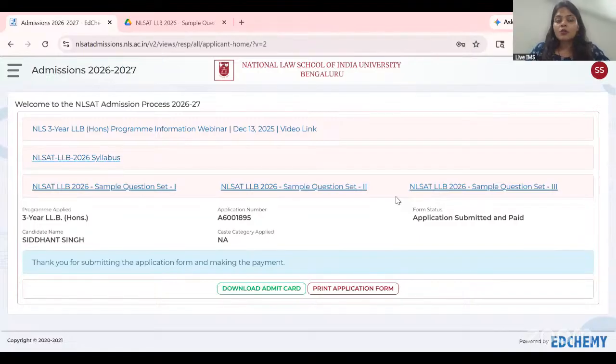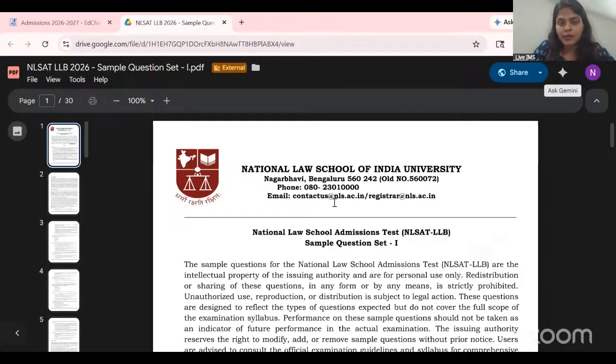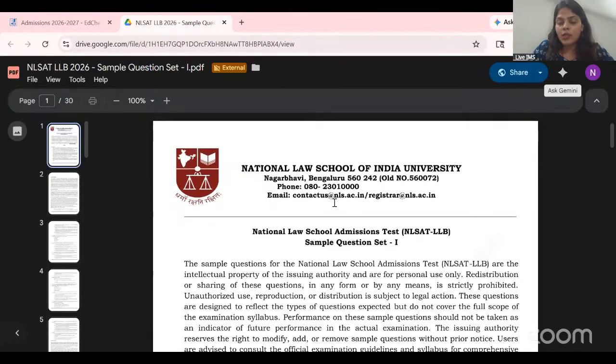All right. So I have logged into my registration portal, and once you log in, you will see the links activated for three sample papers. I will go to sample question set one, and I have opened this question set here. When you open it, you will see that this is a replica of the paper that you will be getting during your exam. This is for you to practice for this exam.